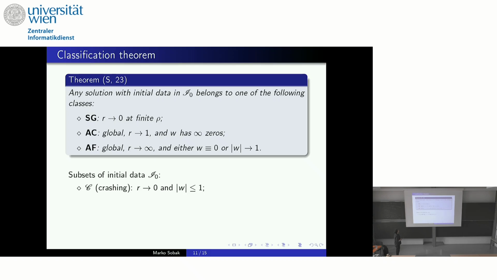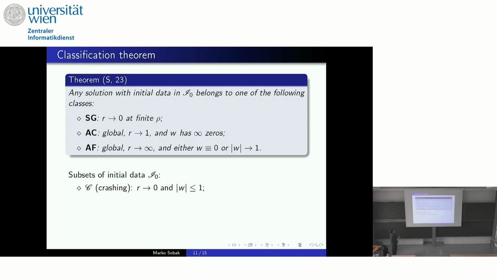Now what we're going to do is, instead of working with the solutions themselves, start working on the set of initial data. This classification theorem allows us to partition the set of initial data into different subsets, because now we have only a few that we can write down. But it is beneficial to refine this partition a little, rather than using singular, asymptotically cylindrical and asymptotically flat. So we're going to define the following subsets of the initial data.